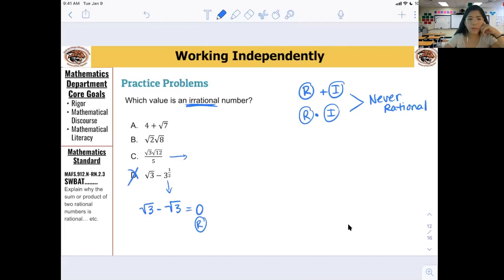Look at C now. The square root of 3 times the square root of 12. We're multiplying those together, so what can I do? That's the same thing as the square root of 36. Well, what's the square root of 36? 6. So I have 6 over 5. What type of number is that? Rational.